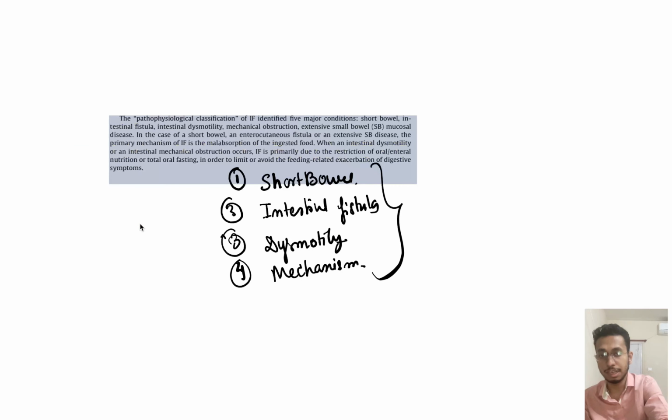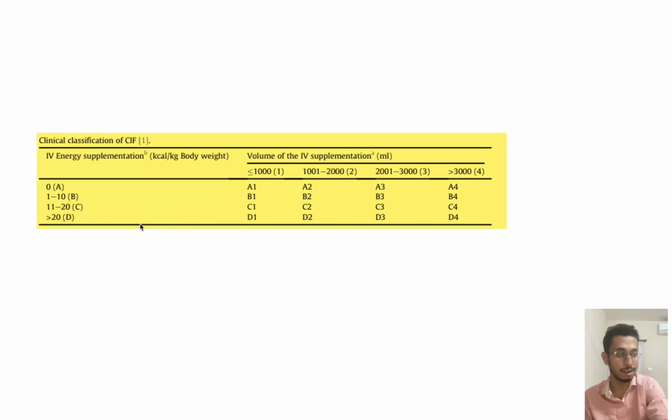Again, they have mentioned the clinical classification. This clinical classification criteria is based on the energy supplementation as well as the volume requirement. Based on the energy supplementation per kg body weight, whether it is 0, 1 to 10, 10 to 20 or more than 20, it is classified as A, B, C, D.